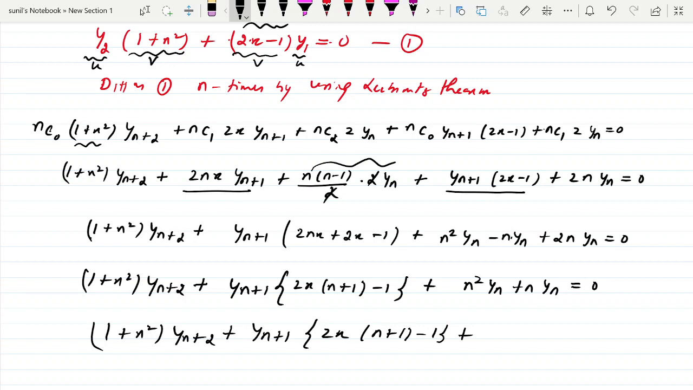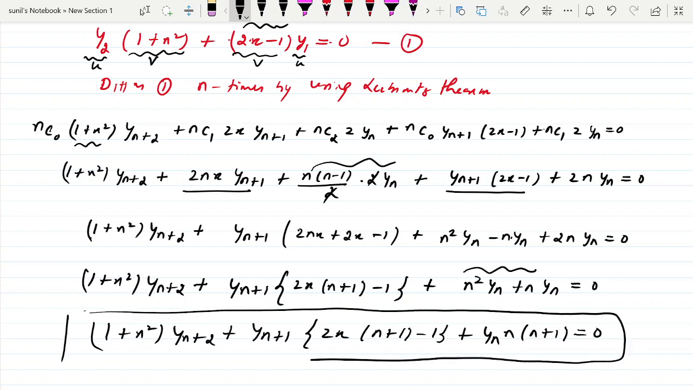Now what can I write these two terms together? If I take y_n common, n square, then again if I take n common, then it is n plus 1. The same thing we want to establish, guys, so hence proved. So this is the thing we want to prove.